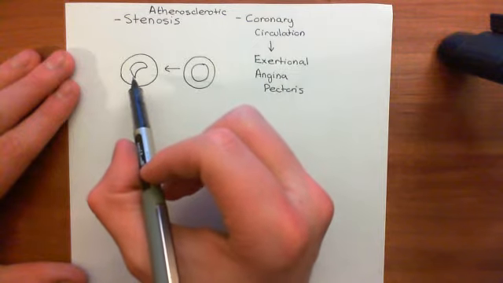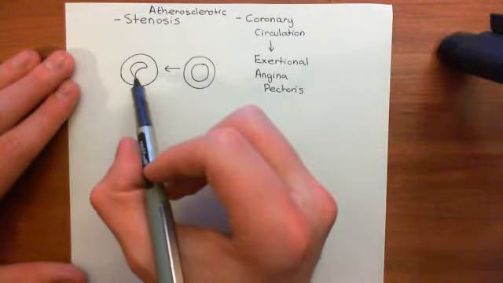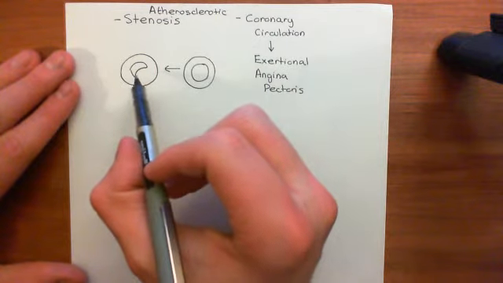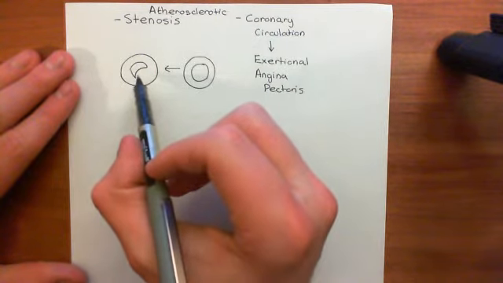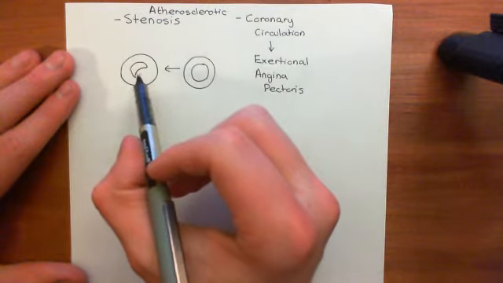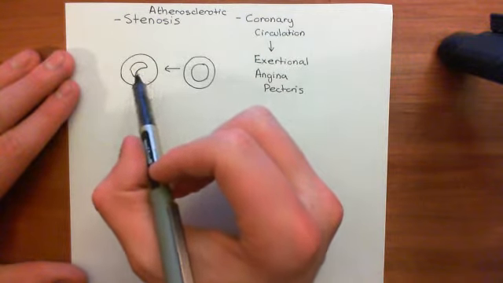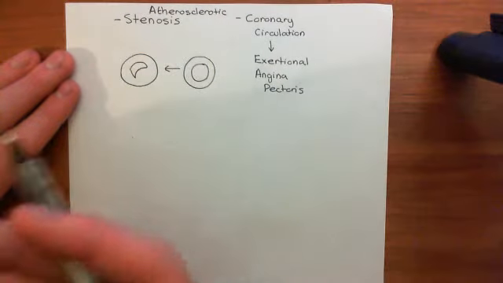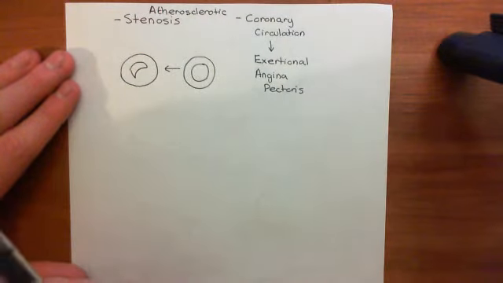So they can't dilate anymore. Okay, so then suddenly you have a problem. You can't increase your blood flow to the heart, and the heart requires more oxygen. So what starts to happen is the heart becomes hypoxic, basically. It doesn't get enough oxygen for its demands, and the concentration of oxygen will fall. And when this happens, you'll start to feel a crushing chest pain.